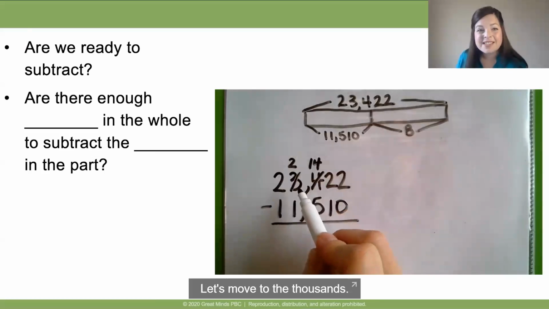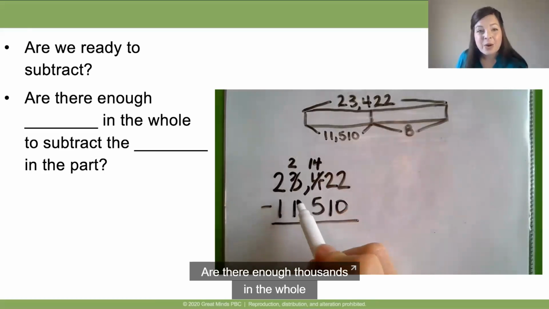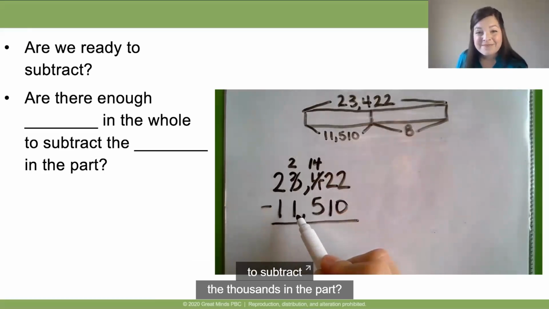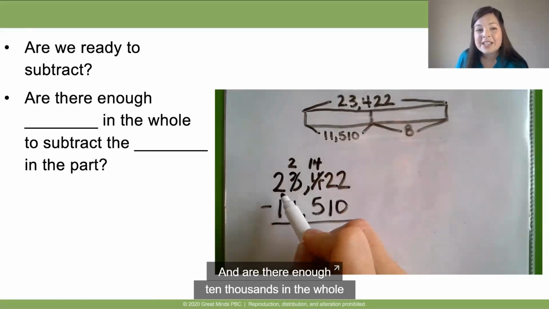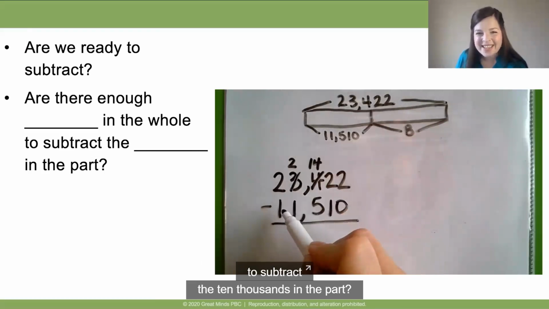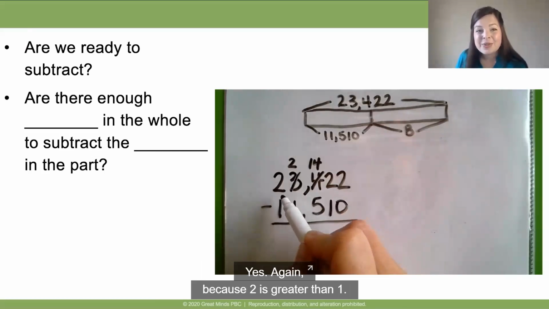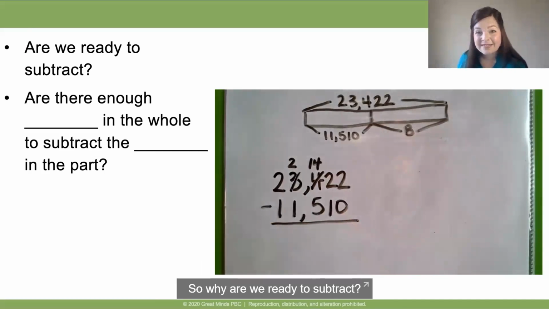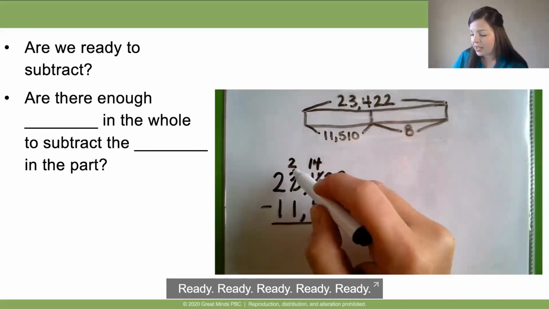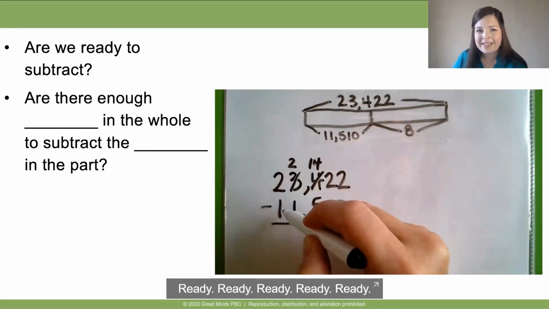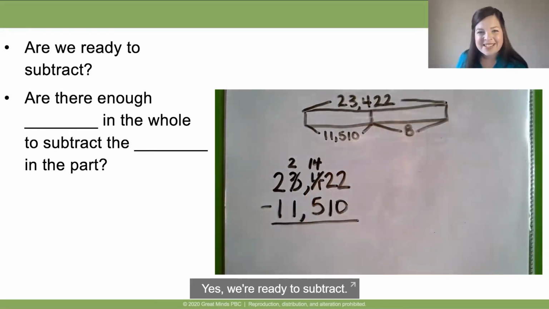Let's move to the thousands. Are there enough thousands in the whole to subtract the thousands in the part? Yes, there are enough thousands because 2 is greater than 1. And are there enough 10,000s in the whole to subtract the 10,000s in the part? Yes, again, because 2 is greater than 1. So are we ready to subtract? Ready, ready, ready. Yes, we're ready to subtract.